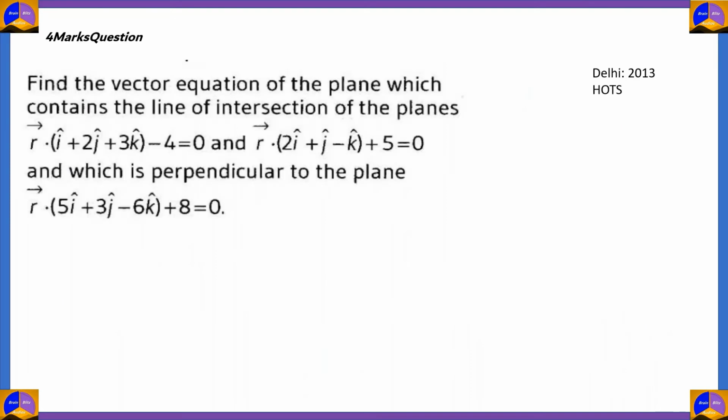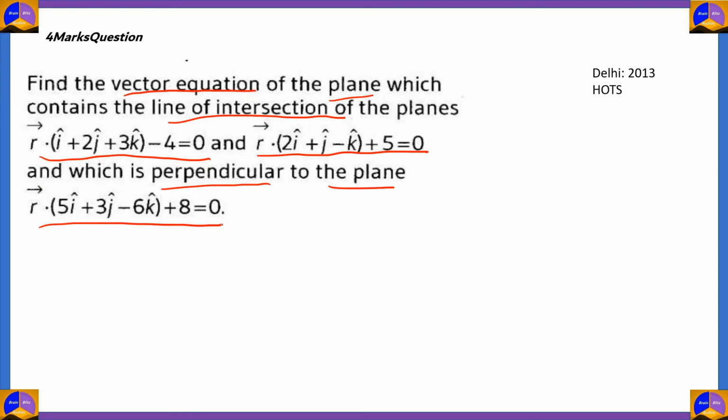Now let's move on to the final question. Find the vector equation of the plane which contains the line of intersection of the planes, and we have two equations here, and which is perpendicular to the plane, and we have a third plane here. So in any question of planes, it is better to convert all of the equations of the planes into their Cartesian forms.